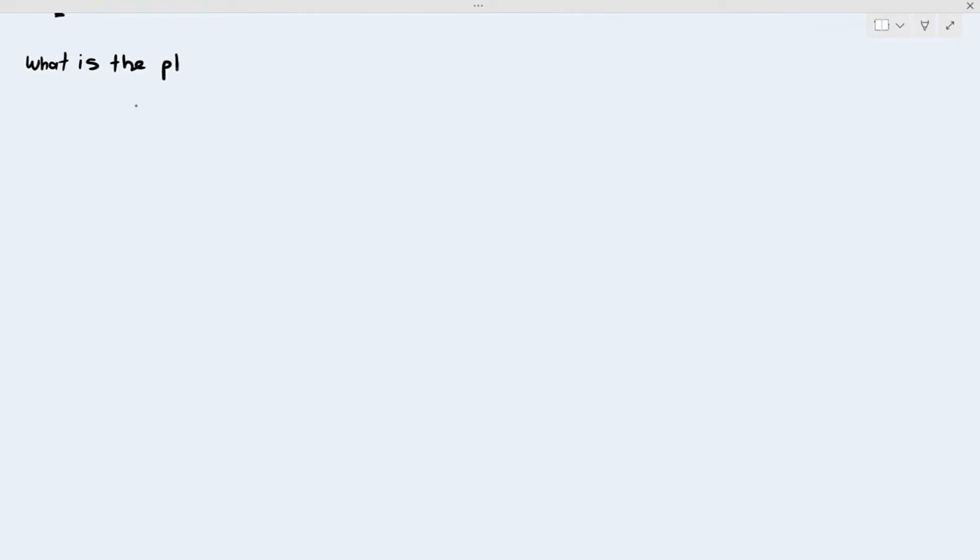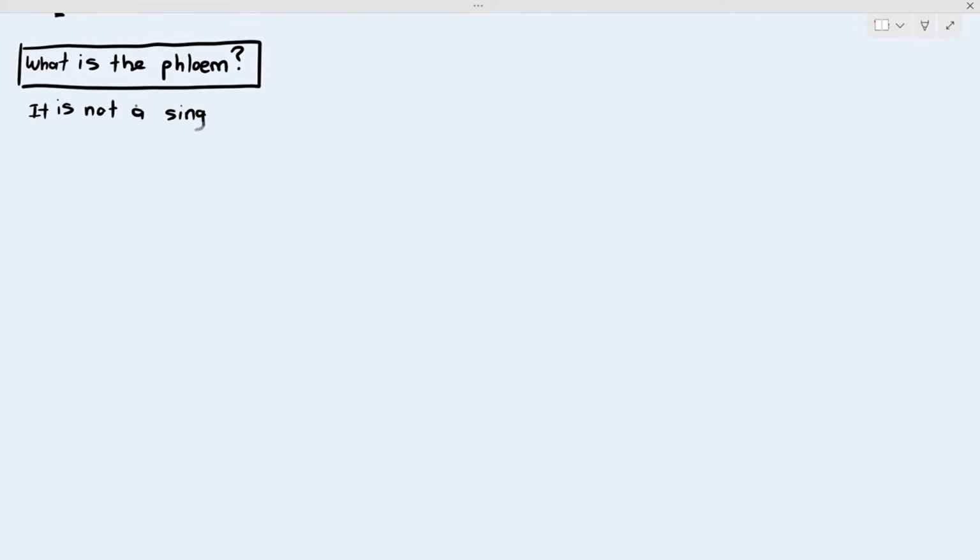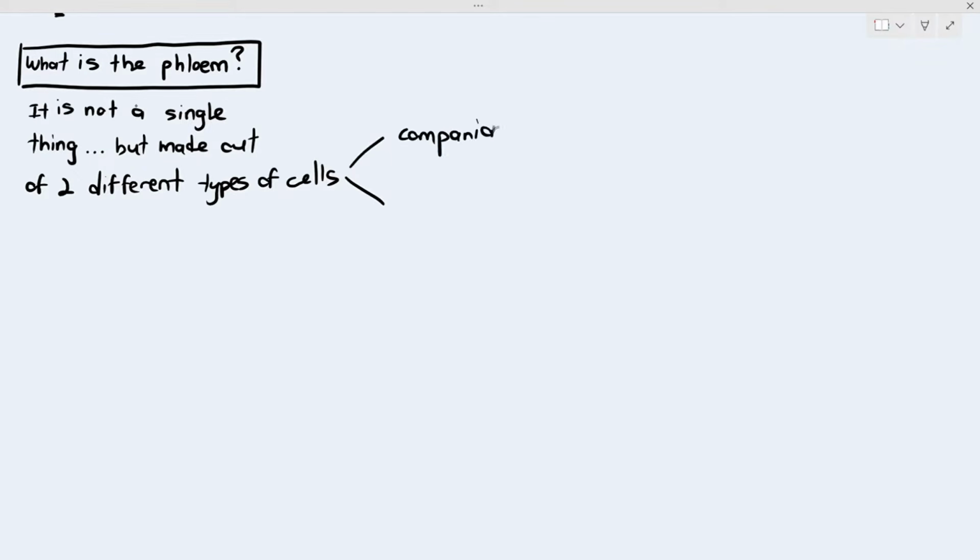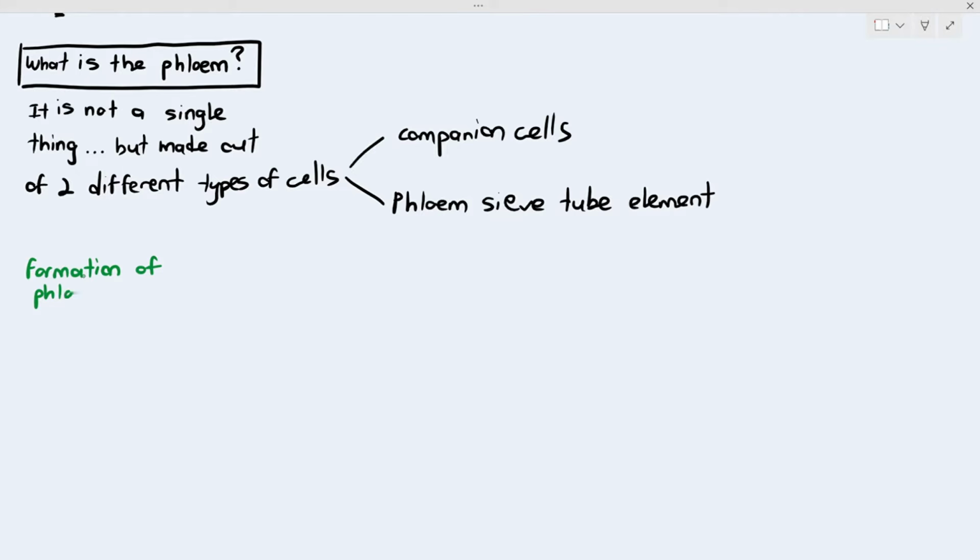So the thing we have to talk about then is, what is the phloem? The phloem, while it is described as a tissue, is not just a single thing, but it's actually made out of two different types of cells. And the two different types of cells are the companion cells and the phloem sieve tube element. Some books will just refer to it as the sieve tube element, but both are accepted in the exam.